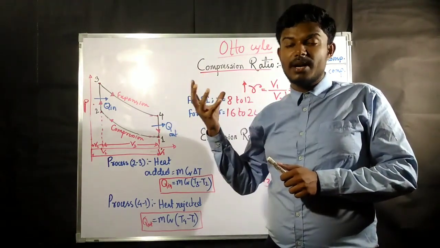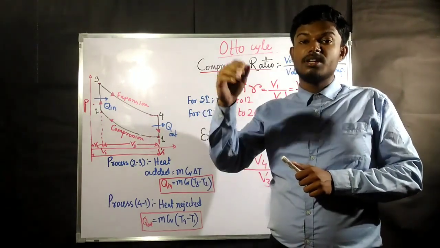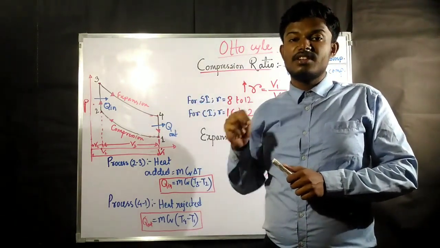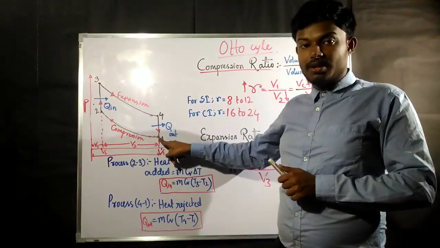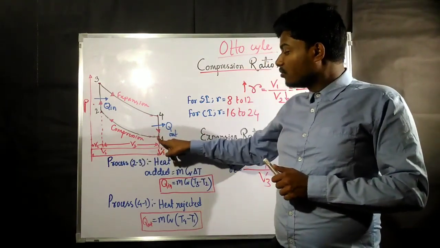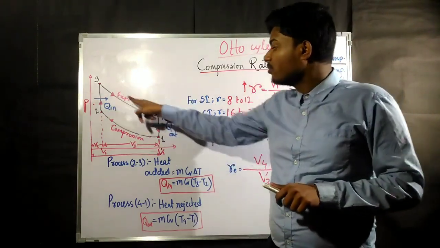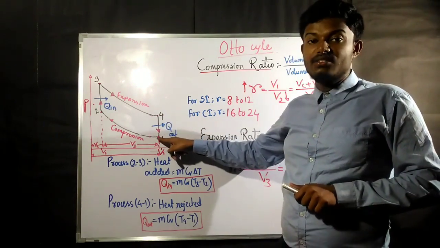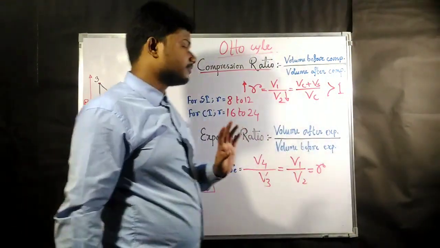Whatever the burned particles or combustion products are there, they are going to go out. That means again mass transfer is going to take place. So while reaching from 0 to 1, it is going to be an open cycle. But once the point 1 has been reached, this is going to act as a closed cycle and it is going to act as a cycle until the point 1 is reached.